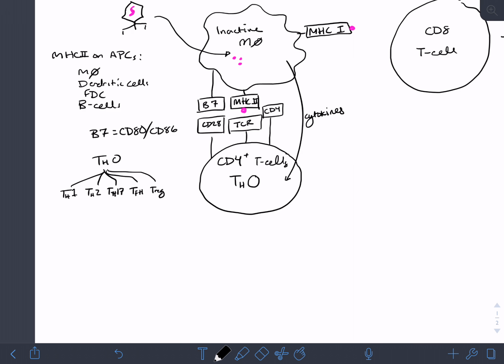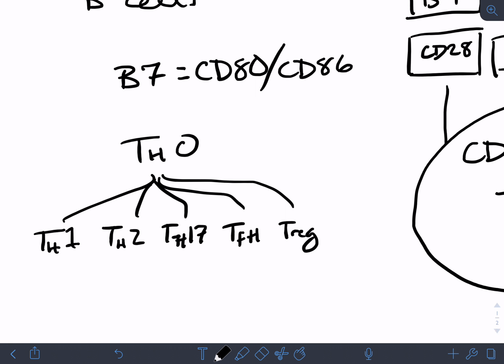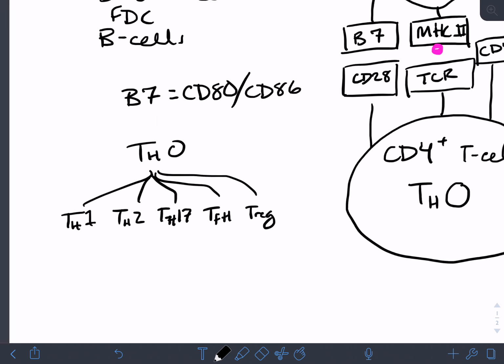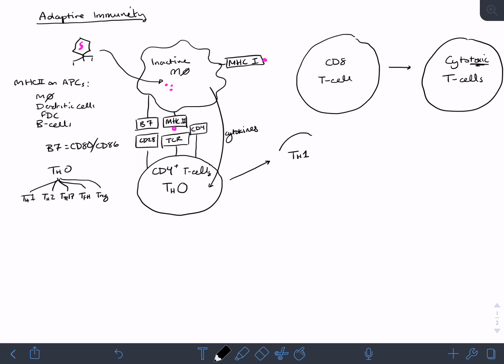So what we want to do, and each one of these is mediated by different cytokines. So different cytokines will cause it to differentiate into different things. What we want to do is we want to create TH1. Okay? Let me make that a little bigger.